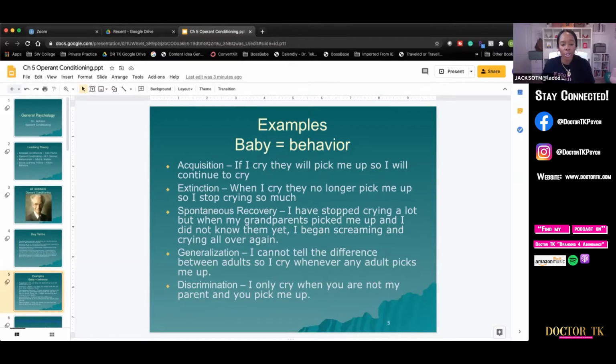Now, again, the reason why I showed you the previous slide is because you do need to know and understand the textbook definition, because odds are, for example, on a quiz, you will not see this definition.